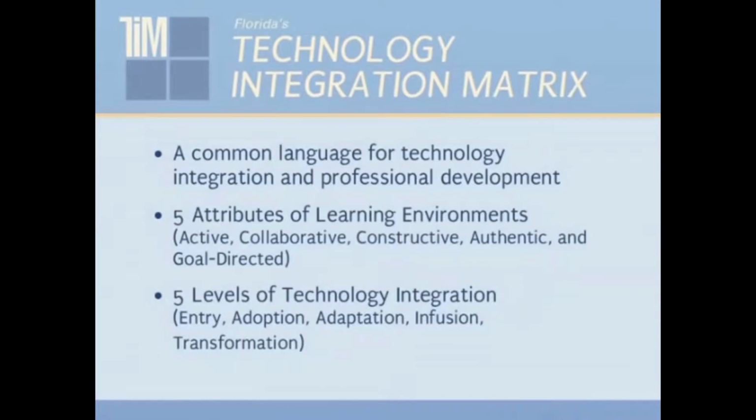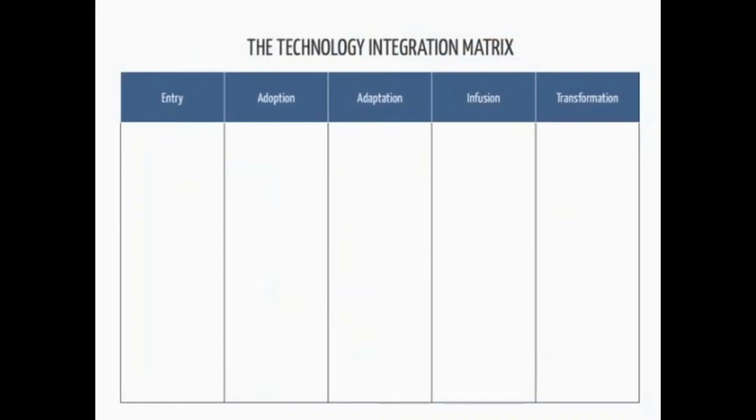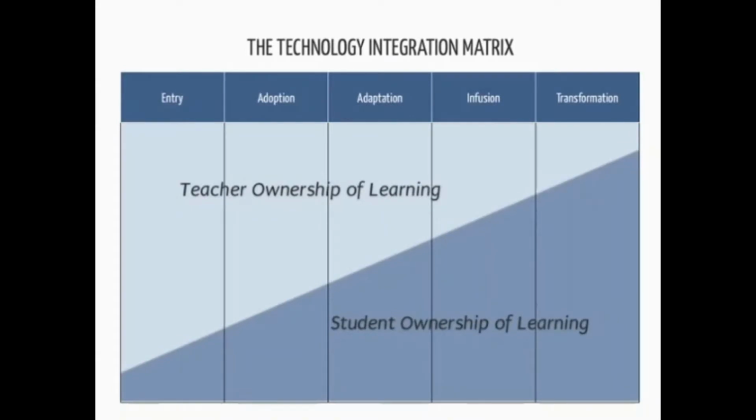The Technology Integration Matrix, or the TIM, is a model that provides a common language for describing and evaluating technology integration in K-12 settings. The TIM describes 5 attributes of meaningful learning environments across 5 levels of technology integration. The TIM specifically focuses on pedagogy and the pedagogical approach you use to technology integration. The levels are entry, adoption, adaptation, infusion, and transformation. These 5 levels represent a continuum of technology use. In general, as we move toward the right, we see greater student ownership of learning.